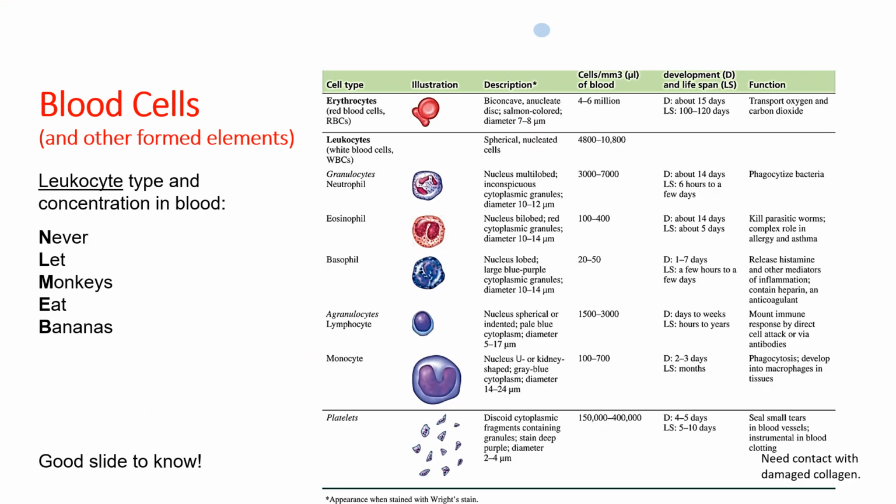So when it comes to population of blood cells, by far the king are the erythrocytes. In terms of abundance, the anagram is never let monkeys eat bananas. So it's neutrophils, lymphocytes, monocytes, eosinophils, and basophils. All right, this is a good slide to know. I would not get too hung up on the concentrations here.